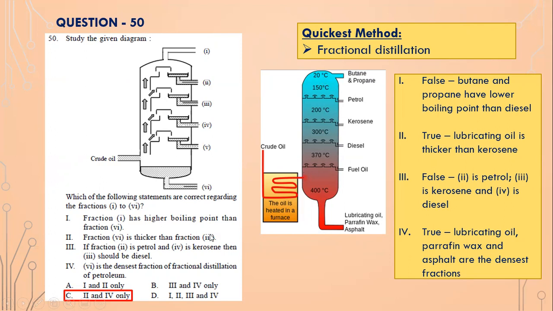Fraction 6 is thicker than 3, which is true. Lubricating oil, fraction 6, is thicker than 3. 3 is kerosene, isn't it? Kerosene is liquid. Lubricating oil is much thicker than kerosene. If fraction 2 is petrol and 4 is kerosene, then 3 is diesel, which is false. 2 is petrol, 3 is kerosene, and 4 is diesel. And 6 is the densest fraction of fractional distillation. Again, this is true: lubricating oil, paraffin wax, and asphalt are the densest fraction.